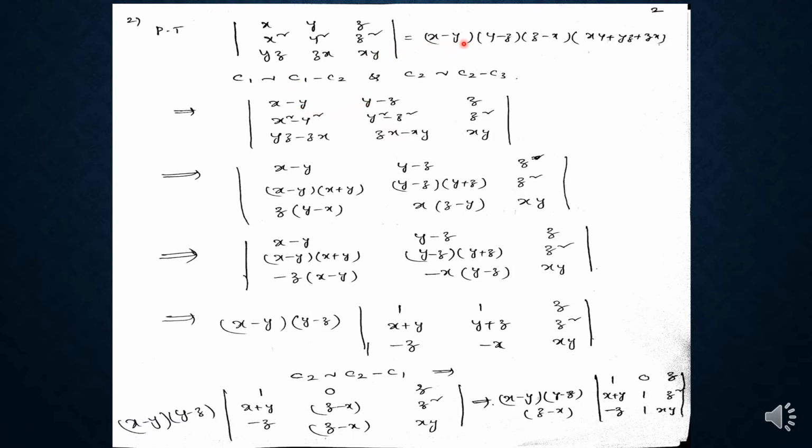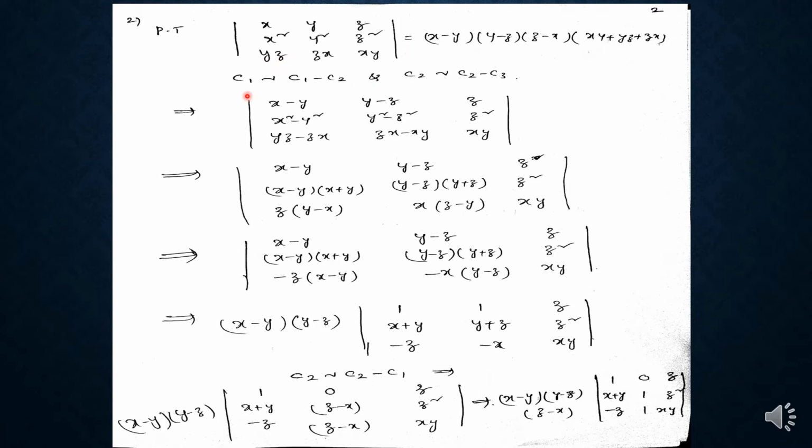That is equal to (x − y)(y − z)(z − x)(xy + yz + zx). So that is x − y, where x² − y² can be written as (x − y)(x + y). If we take z as z(y − x), here y − z, where y² − z² can be written as (y − z)(y + z), x(z − y), z², xy.